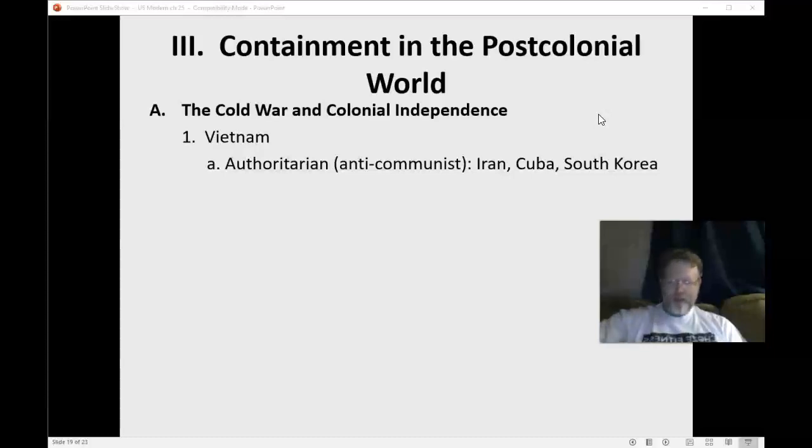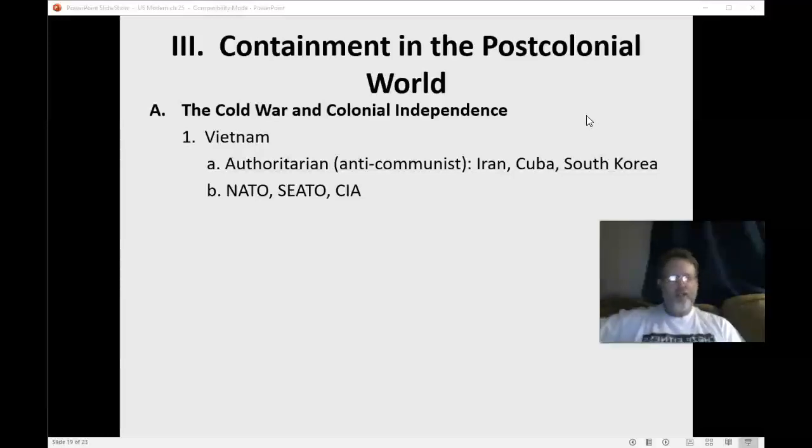Communism in Iran, Cuba, South Korea, they all end up being controlled by very authoritarian governments, but not communist. NATO is created, I mentioned before, SEATO is created. SEATO is the Southeast Asia Treaty Organization. So we have the North Atlantic, which is NATO, and then we have the Southeast Asia Treaty Organization, which involves some South American countries, some African countries, all again to resist communism infiltration, communist aggression.